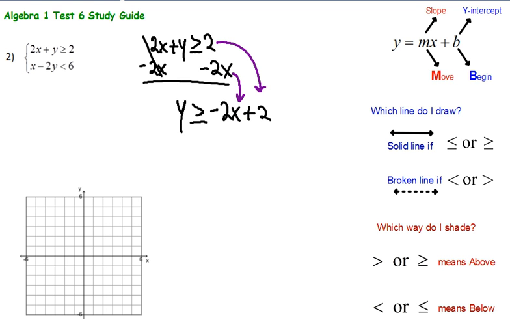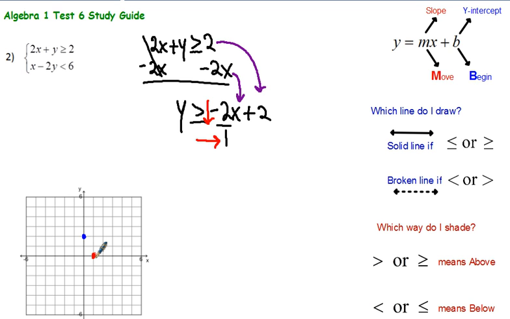So y-intercept of positive 2. We should feel pretty comfortable with that by this point. And then you've got a slope of negative 2 over 1. So remember, if it's not a fraction, make it a fraction. So what that slope means is to go down 2 and right 1. And it's always, always, always to the right. So down 2 and right 1.